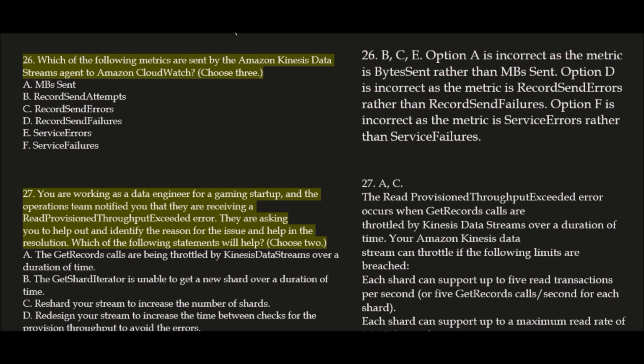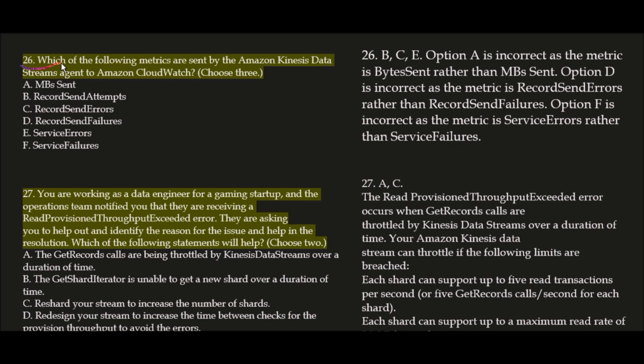Okay. Next question. Which of the following metrics are sent by the Amazon Kinesis Data Streams agent to Amazon CloudWatch? Choose any three. Option A, MBS sent. Option B, record send attempts. Option C, record send errors. And option D is record send failures. Option E, service errors. And option F is service failures.